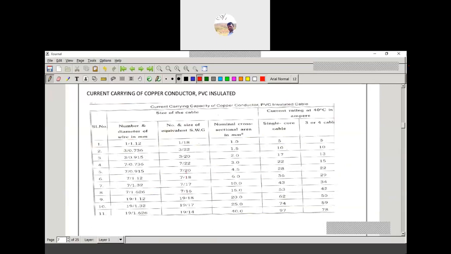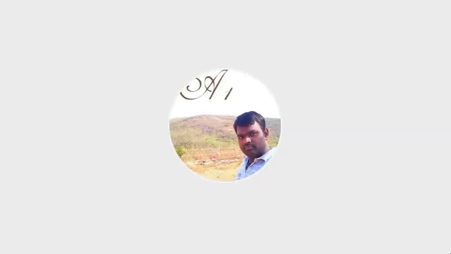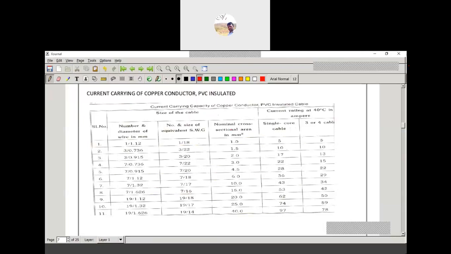Next, according to the method of improving the dielectric strength, there are solid type cables, oil filled type cables, external oil pressure type cables, and gas pressure cables. So these are the dielectric methods we are using: solid type, oil filled, external oil pressure type cable, and gas pressure.